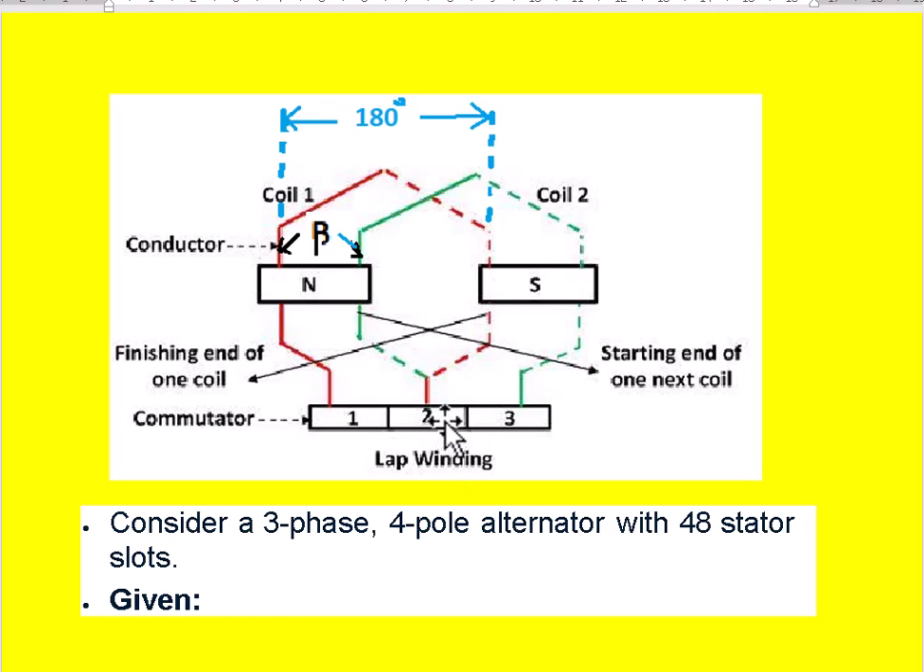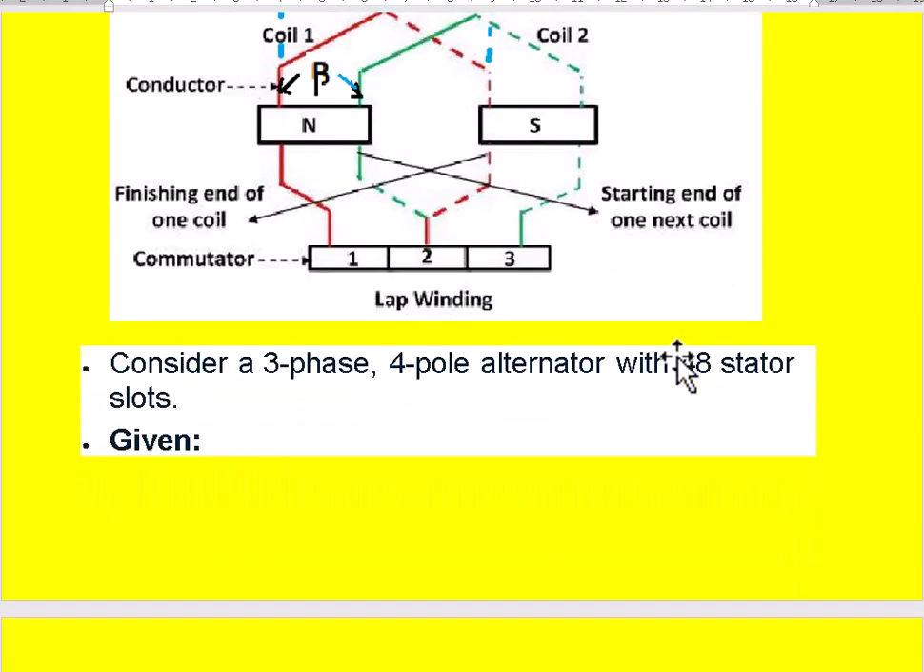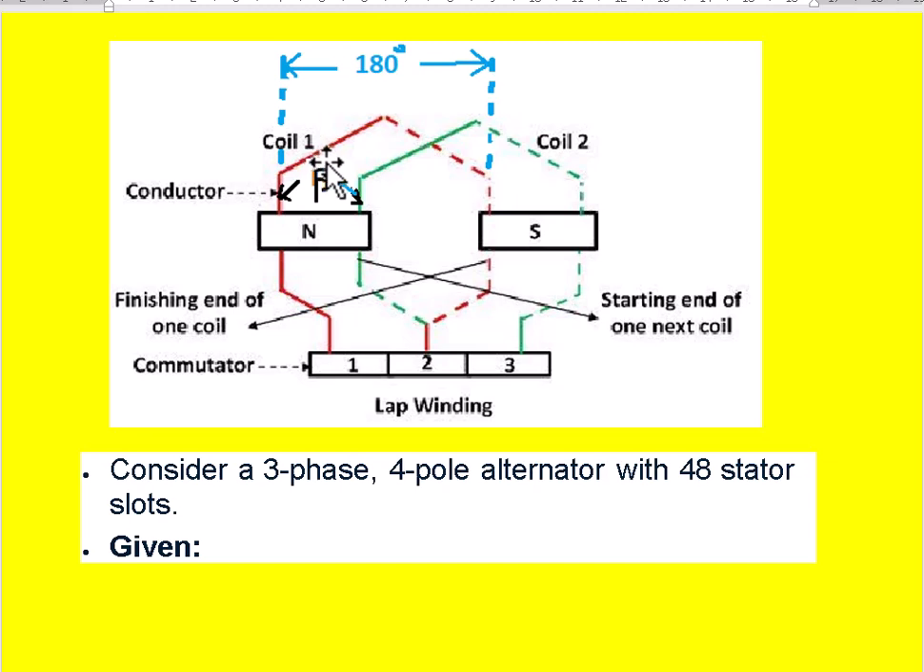The same can be applied to the second coil also. This is the second coil. Second coil, first conductor is connected to the slot 2, whereas the second conductor of coil 2 is connected to the slot 3, and the angle between this conductor and this conductor is 180 degrees. So this is also called full pitched coil.